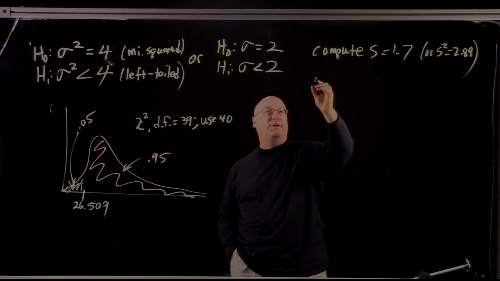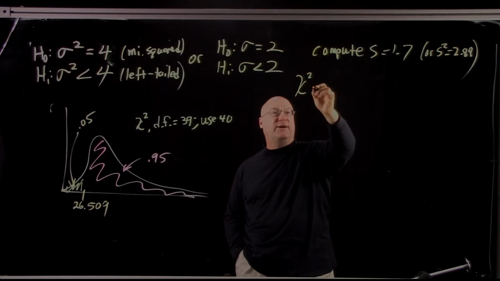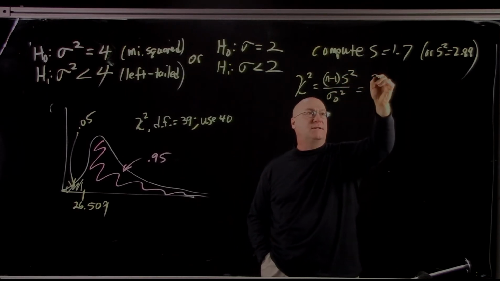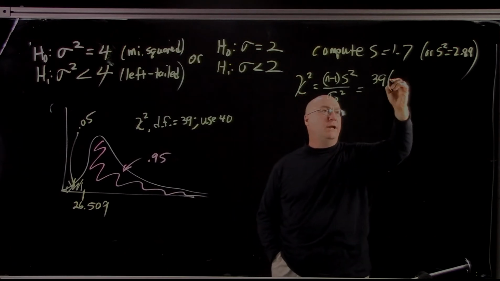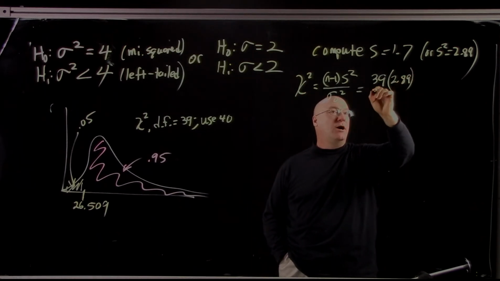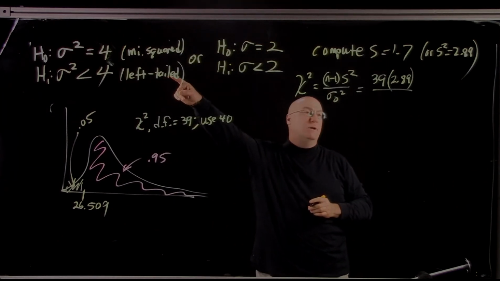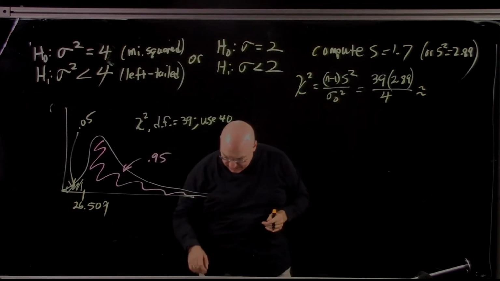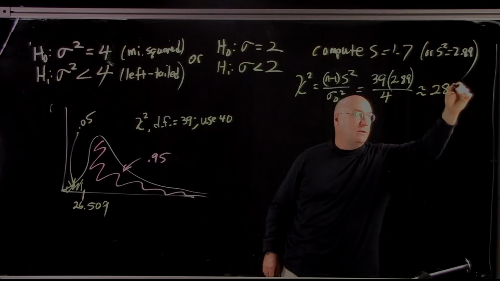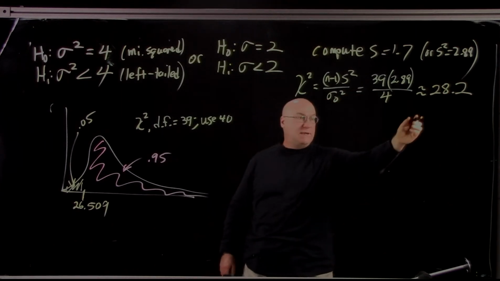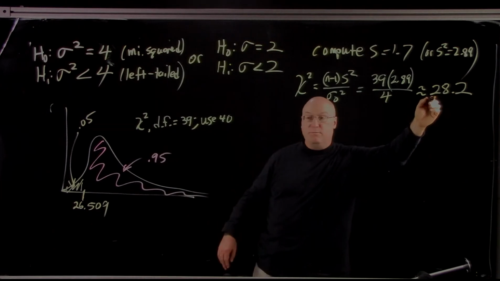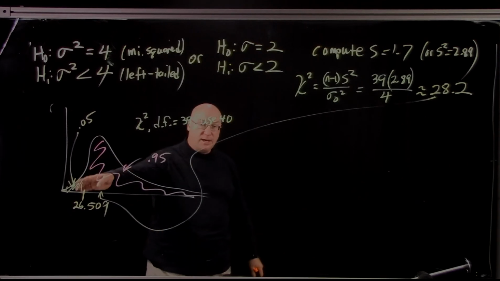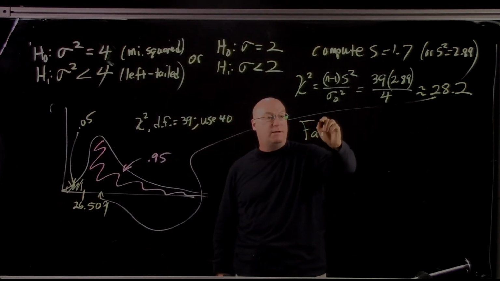So let's figure out the test statistic. The test statistic is a chi-square random variable, n minus 1, s squared over sigma naught squared. It is 39 times 2.89 over our variance that we have under the null hypothesis, which is 4. And this works out to be about 28.2. Okay, so that puts us right there in the non-rejection region, right? So we fail to reject.